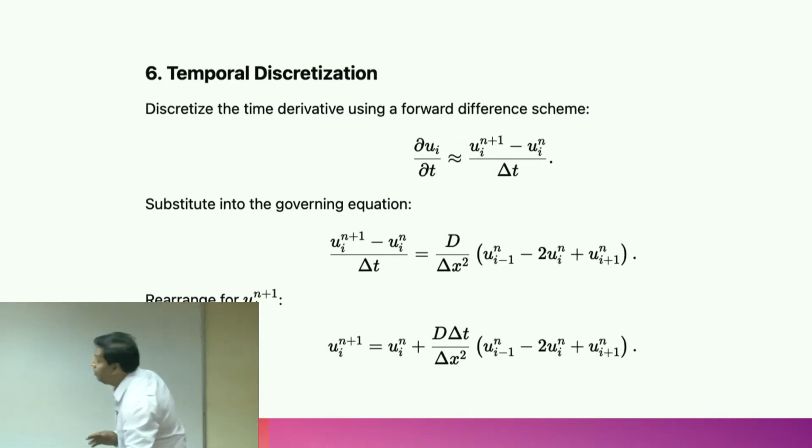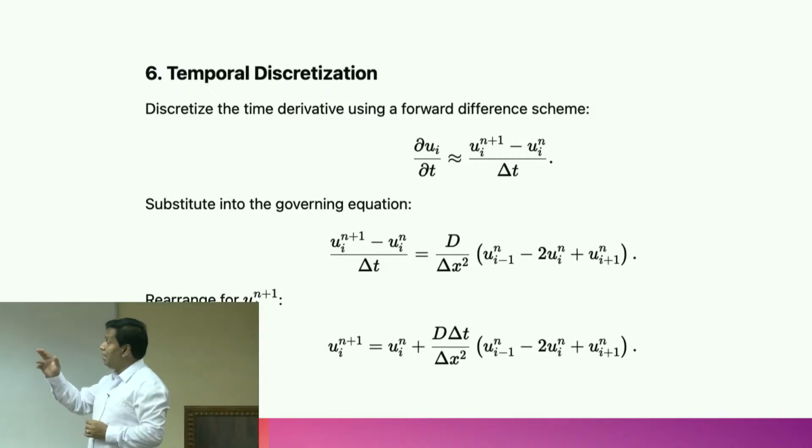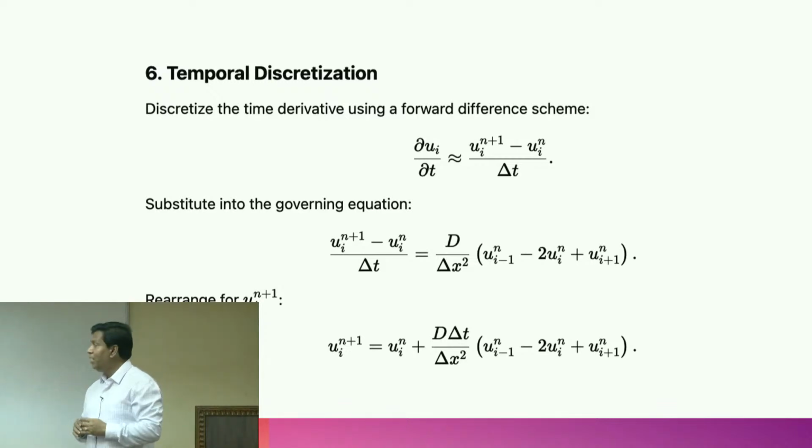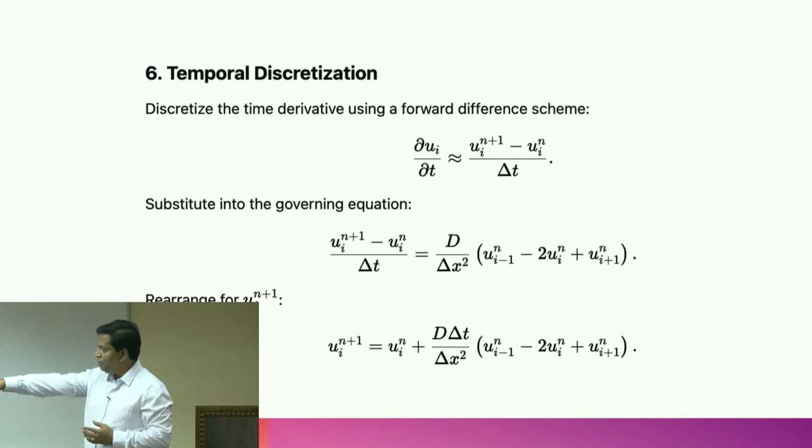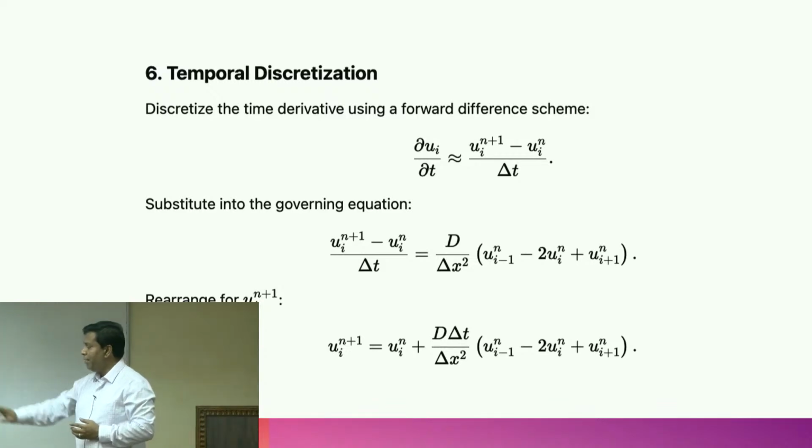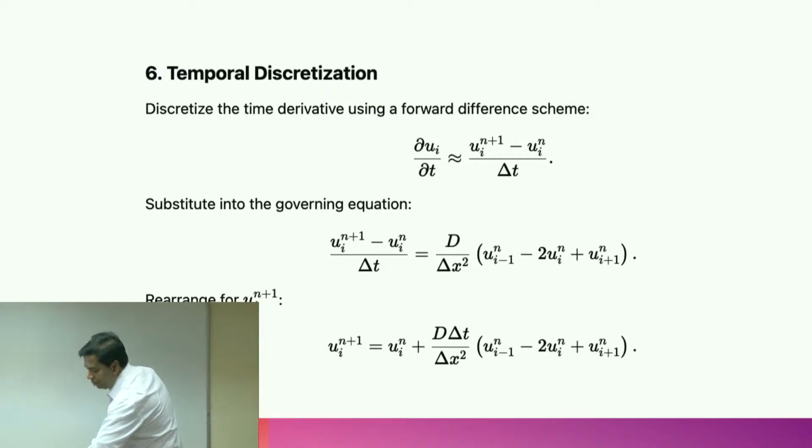And for the time derivative, we just use a forward difference scheme. This is always how we do the time difference scheme. We cannot do the finite volume scheme here. Now if we substitute it together and simplify, you see u_i^{n+1}, at the next time, is equal to this. So this is the final version, and we have to solve this one.